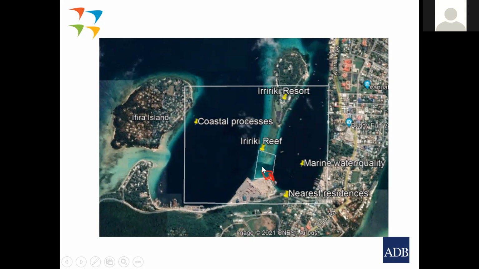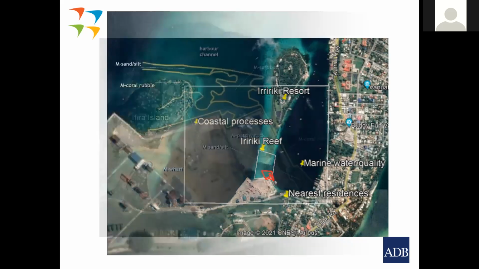Changing the nature of the seafloor could potentially affect coastal processes. That could be another potential sensitive receptor. And then we've got Irariki Resort on the island of Irariki here, that again is a potential sensitive receptor within our project boundary, or what we call our project influence area.